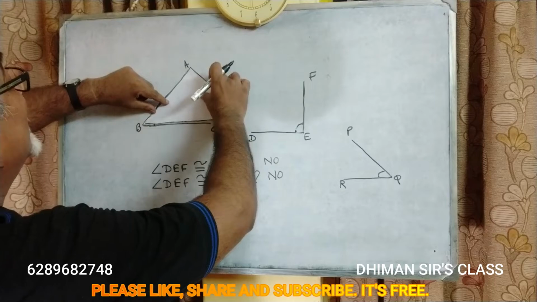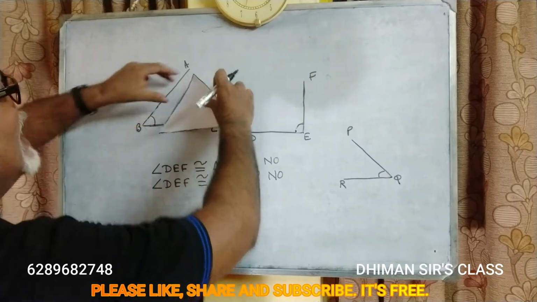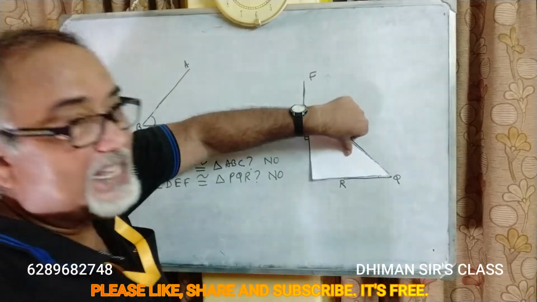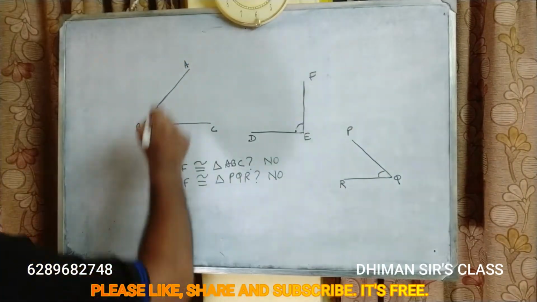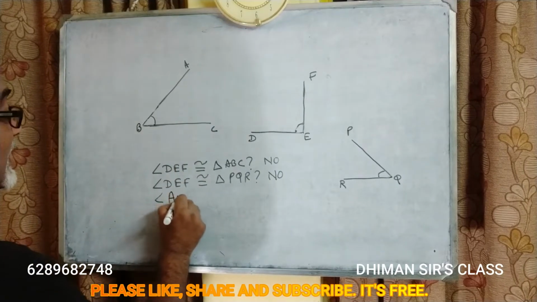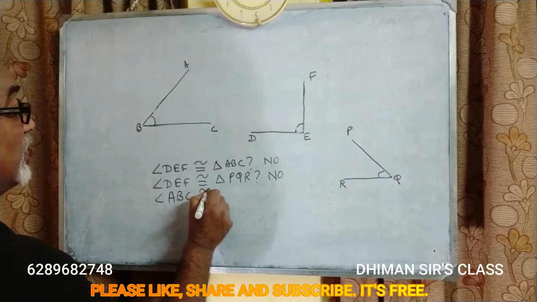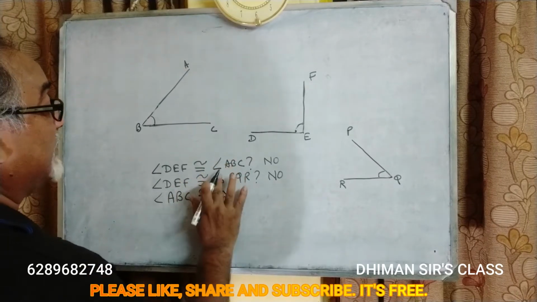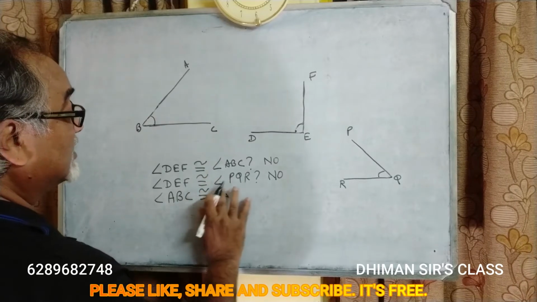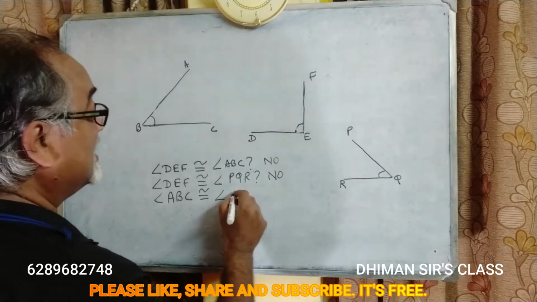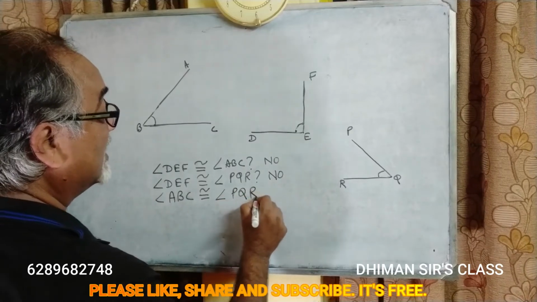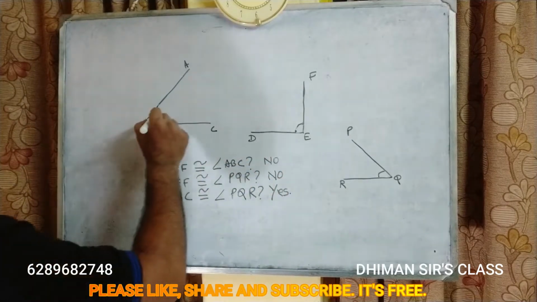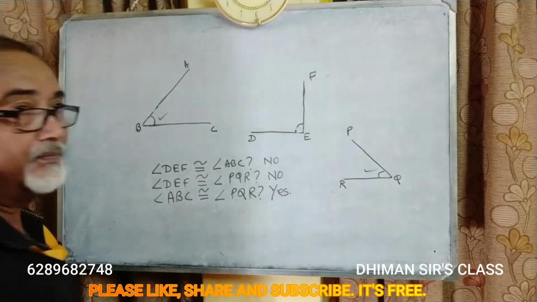But let us check. See this angle here and the same thing here. See, they are matching. So angle ABC is congruent to angle, I'm sorry, not triangle. These were all angles. I'm very sorry. These all will be angles, not triangles. Angle PQR, yes, because this angle is matching with this angle.